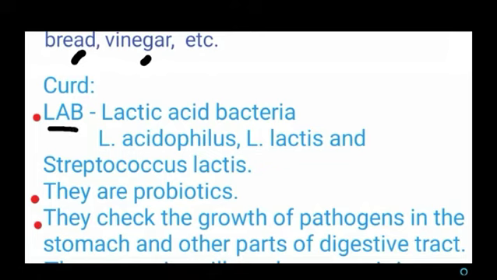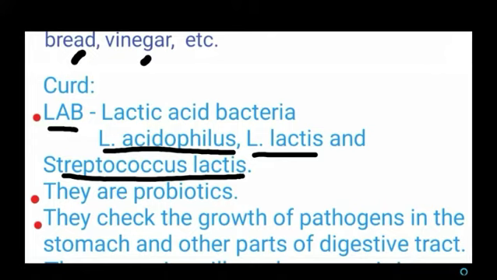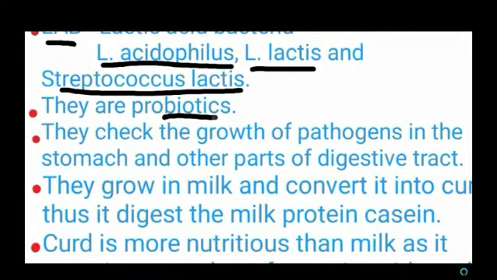LAB, that is lactic acid bacteria. What are the lactic acid bacteria? They are Lactobacillus acidophilus, Lactobacillus lactis and Streptococcus lactis. These bacteria are probiotics. What do you mean by probiotics? They are beneficial bacteria. The main function of these bacteria is that they check the growth of pathogens in our stomach and other parts of the digestive tract.